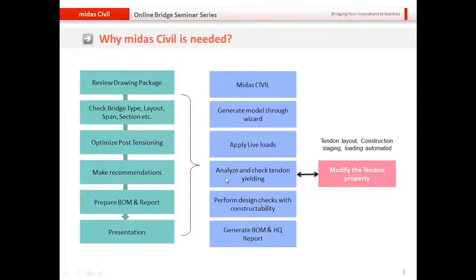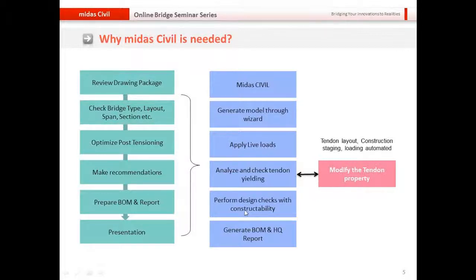So instead of going and performing the analysis and then design and then modifying your layout and tendon profile, what you can do in MIDAS is that you can just perform the analysis and check the tendon yielding criteria. You can see the deflections and stress values, and then modify the tendon property very easily. And then once you have got an optimal solution, you can then go ahead and perform the design checks and constructibility checks to seal your iterations. So as you can see, you need not go all the way back to redo everything, but you can just take care of the entire iterations by quickly modifying the tendon property.